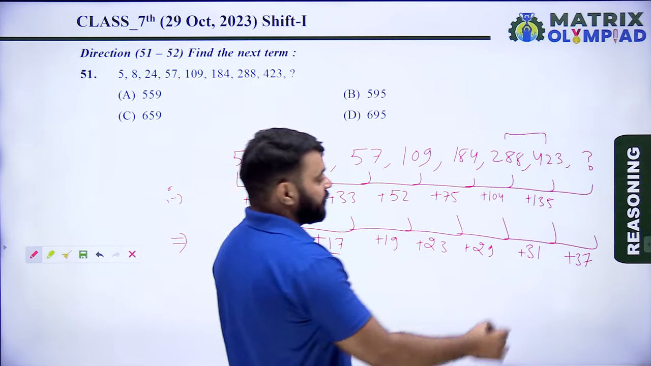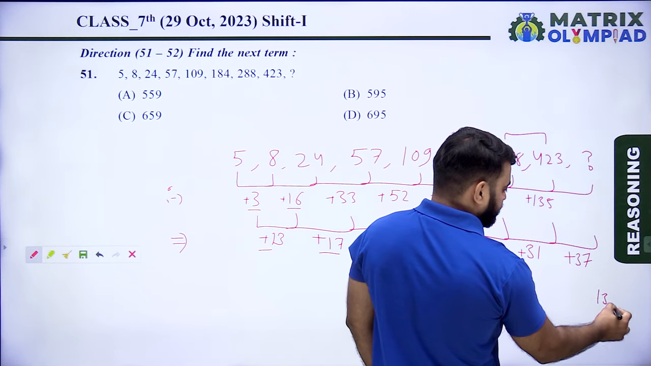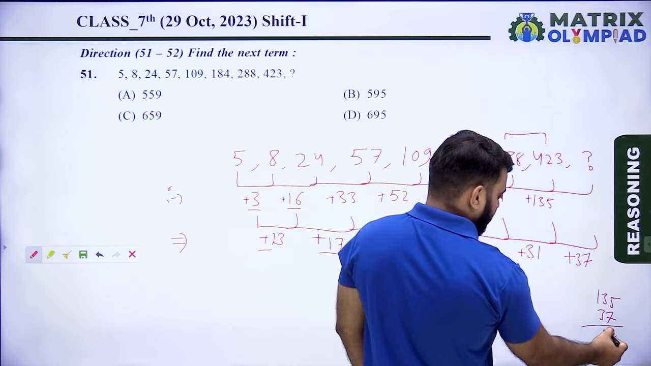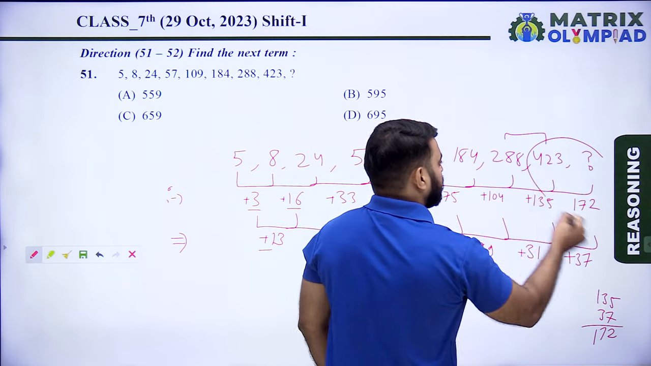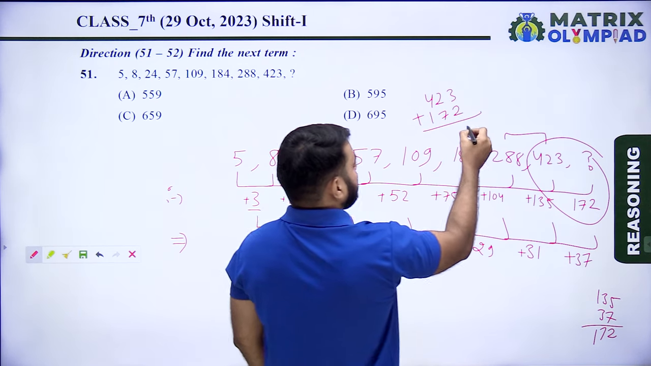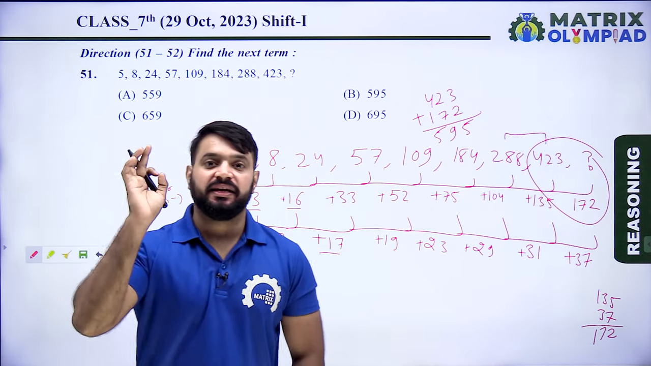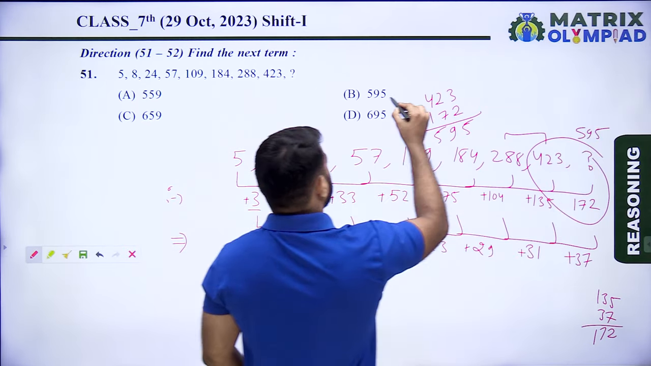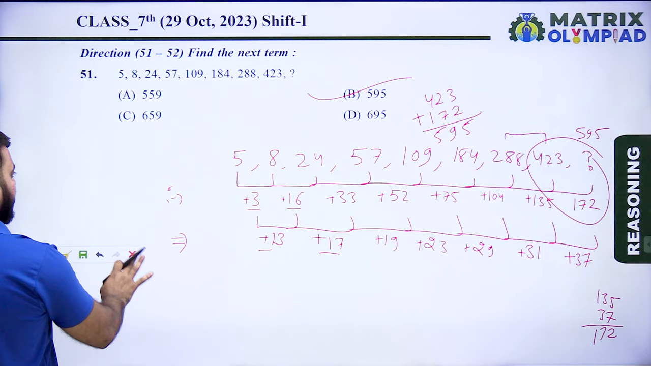So 37, it means this difference is 135 plus 37. It means 172. So missing term is 423 plus 172. It means 595 is the next term of this series. So 595, it means option B is the correct answer of this question. So let's move on to the next question.